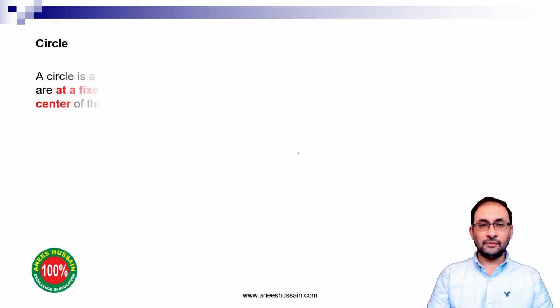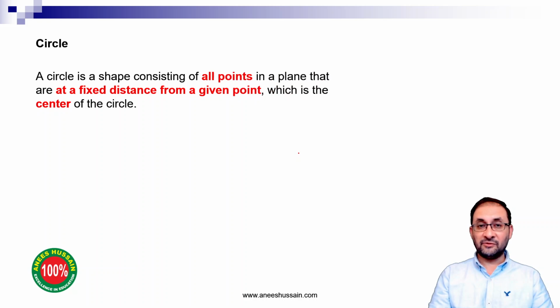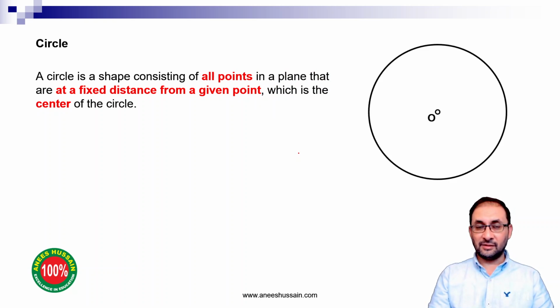By definition, a circle is a collection of points that are the exact same distance from a single point. That single point is the center of the circle. In the figure on the right, all of these points that lie on the circumference are the exact same distance from the center, and the center in this case has been marked with the letter O.